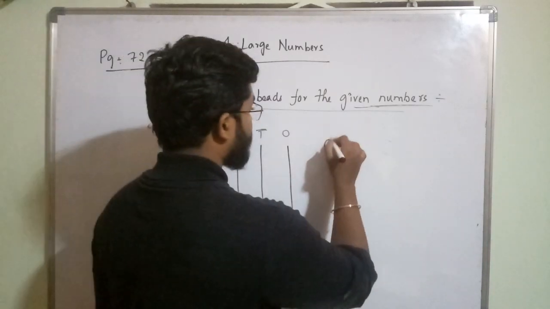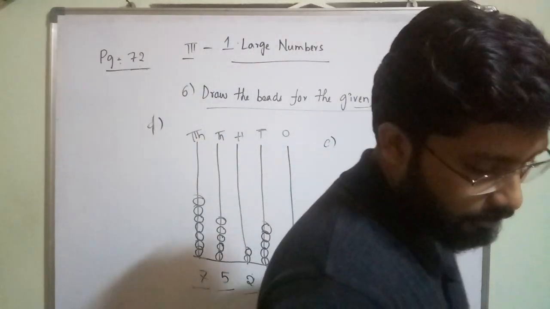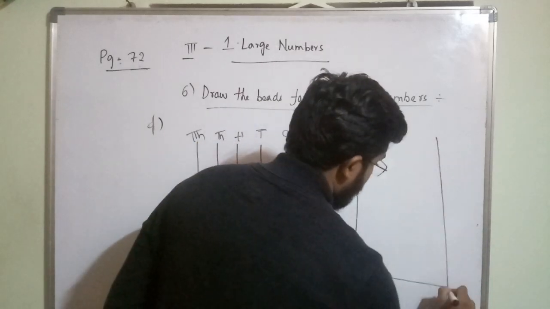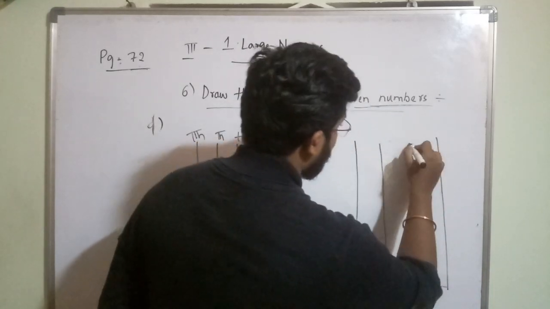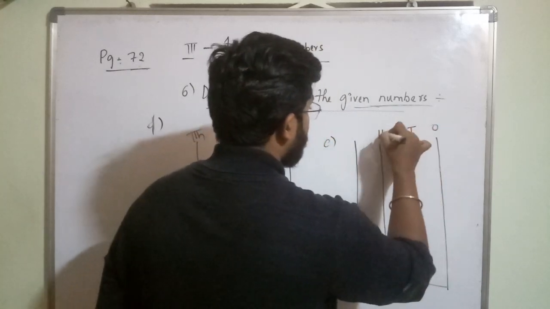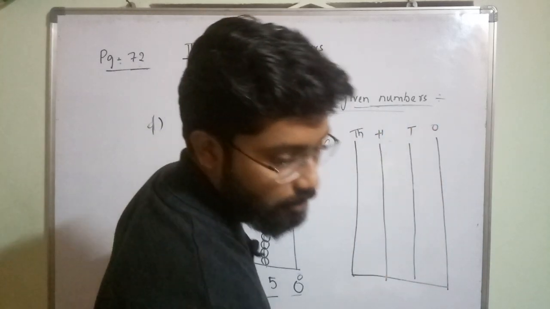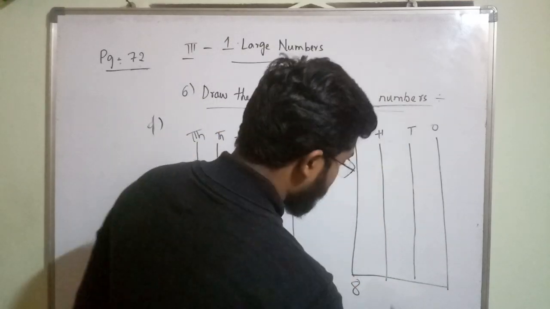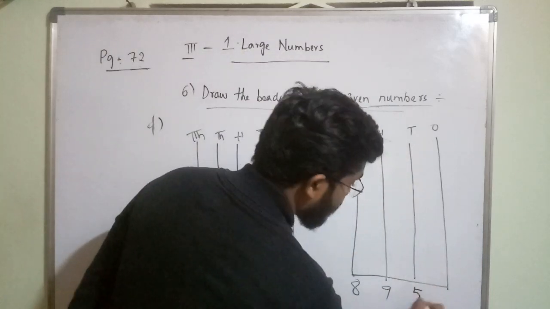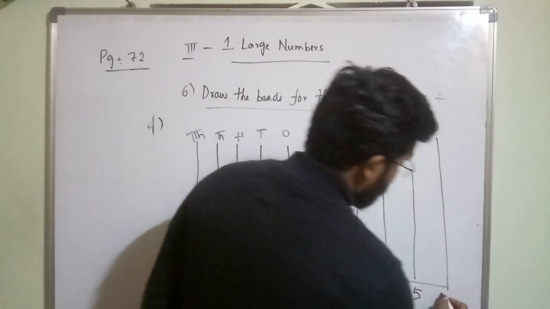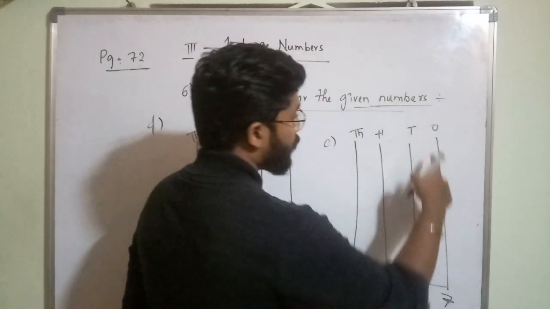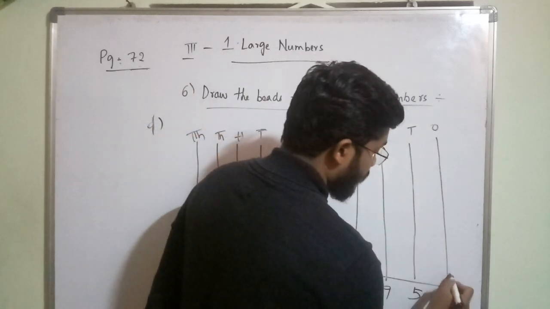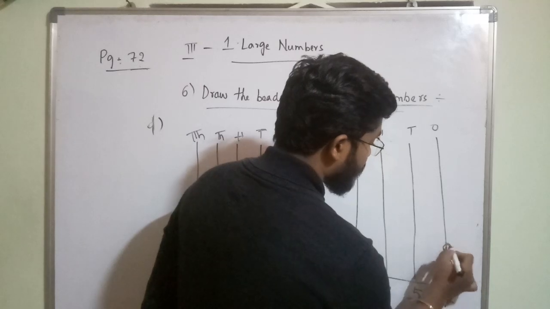Okay. Next one is he gave like this. Ones, tens, hundreds, thousands, no? So under thousands place 8 is there. Under hundreds rod it is 9. Under tens rod it is 5. Under ones rod it is 7. So what you have to do? Under the ones rod 7 is there, no? So you have to draw 7. 1, 2, 3, 4, 5, 6, 7 beads.